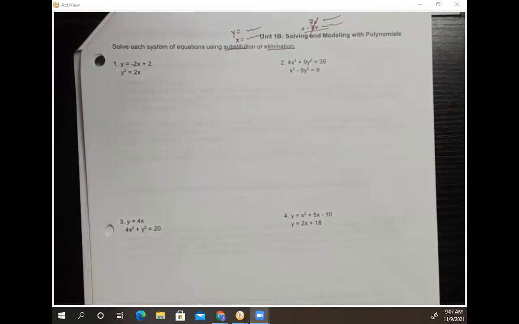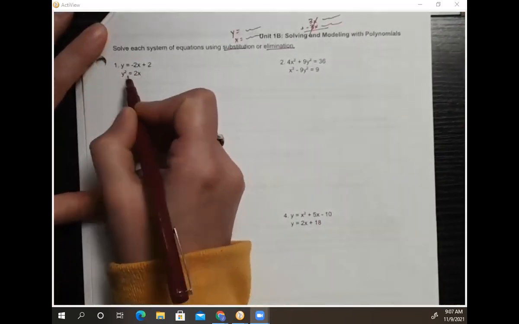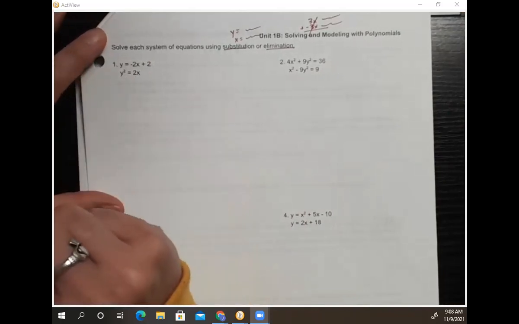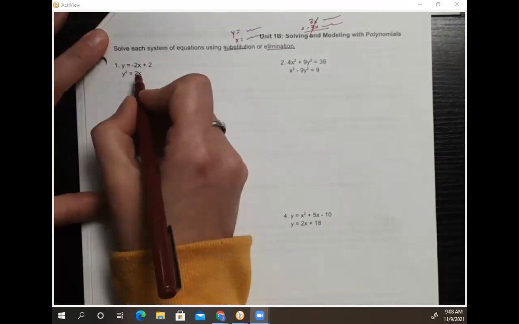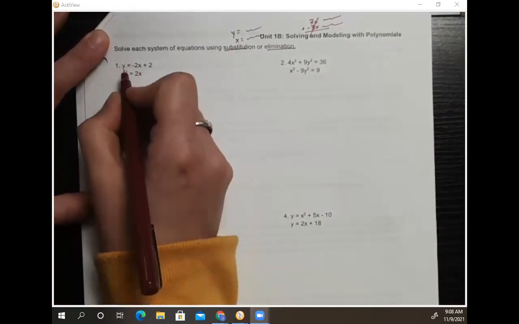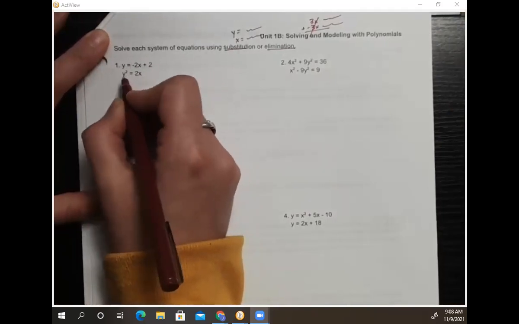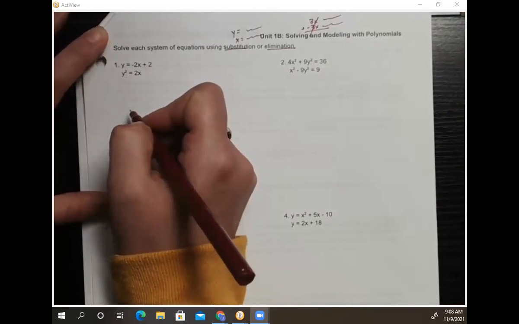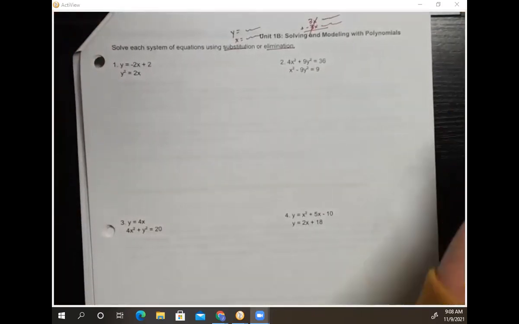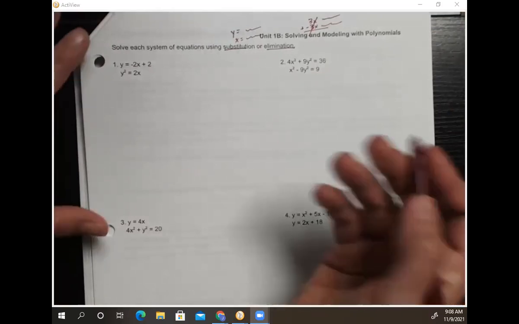So for number one, I've got y equals negative 2x plus 2, and then I've got y squared equals 2x. So I could, if I wanted to, use elimination here because I've got negative 2x and positive 2x. We could also use substitution because I've got y equals some stuff. Now, when I plug this stuff in, I'm going to have to square it. Okay, so does anybody have a preference here? Because really, we could use either. Are you feeling really good about one option or the other? We want to do elimination? We could do elimination here.